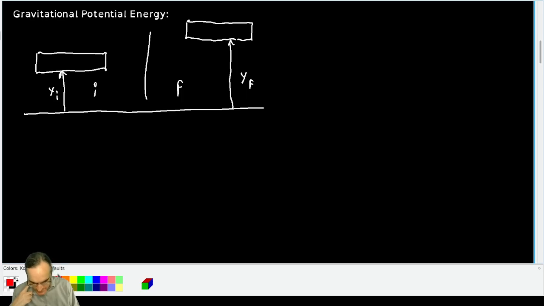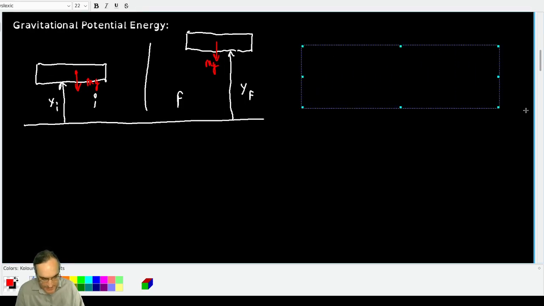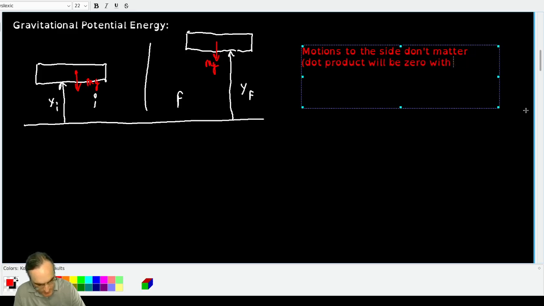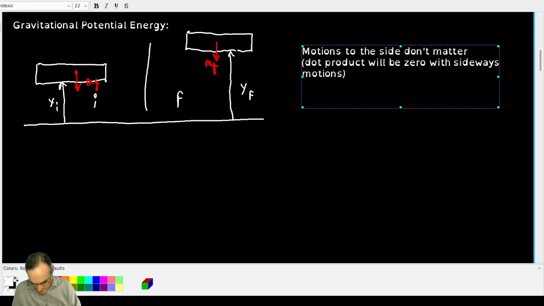The gravitational force acts exclusively downward with a size mg, so if there's any motion sideways, motions to the side don't matter. The dot product will be 0 with those motions. So, cool stuff. All right. So in this case, since we have a motion along the positive j direction, but we have a force along the negative j direction, we could actually think about the work in its most simple form.